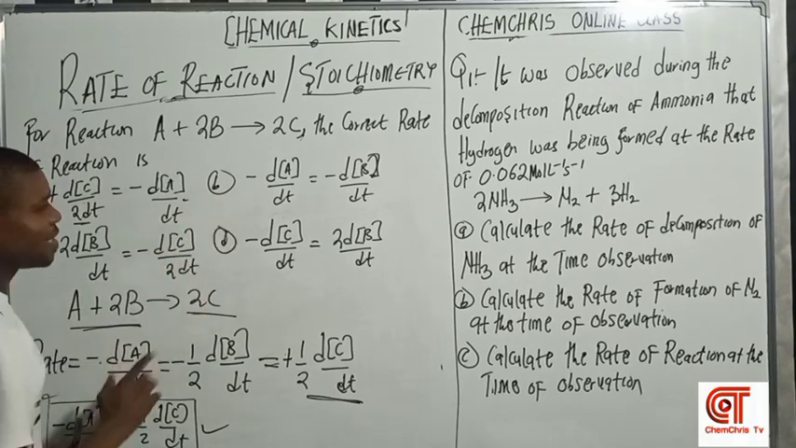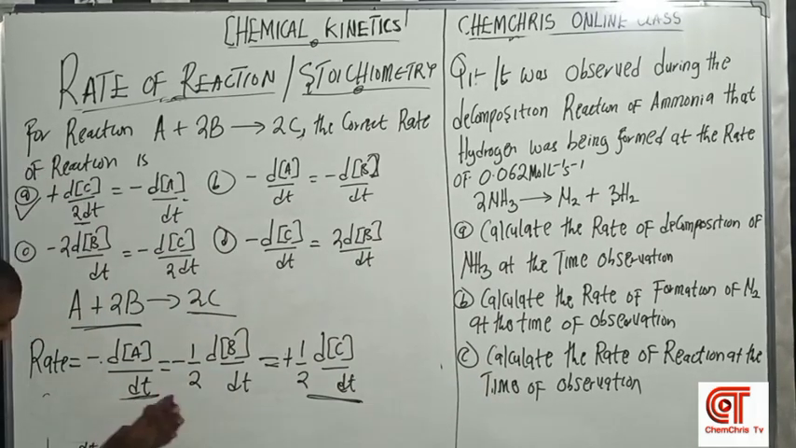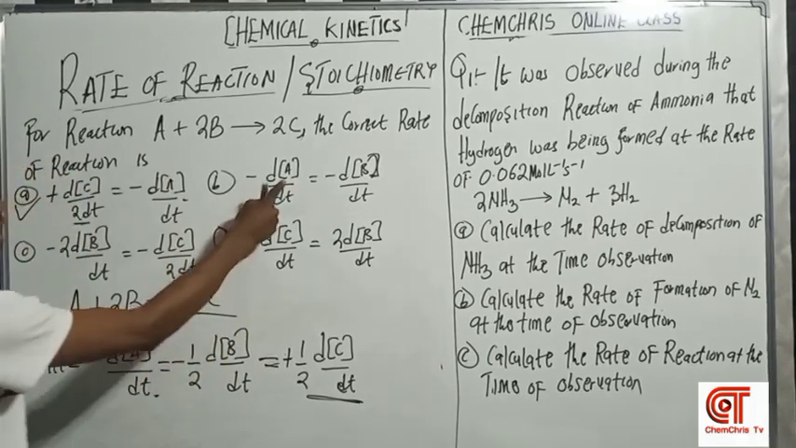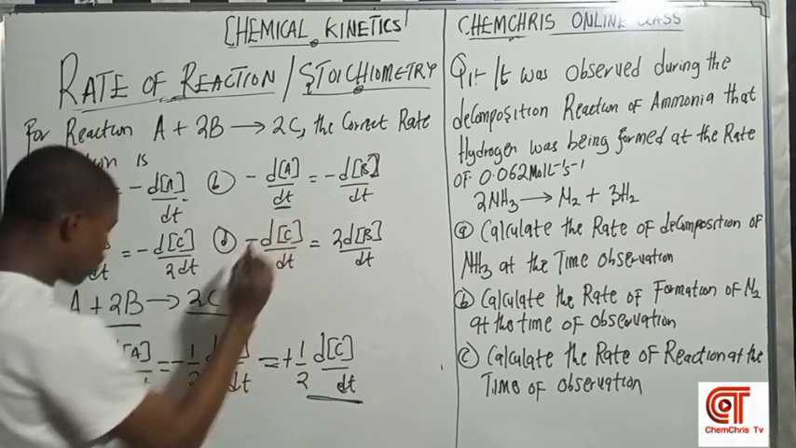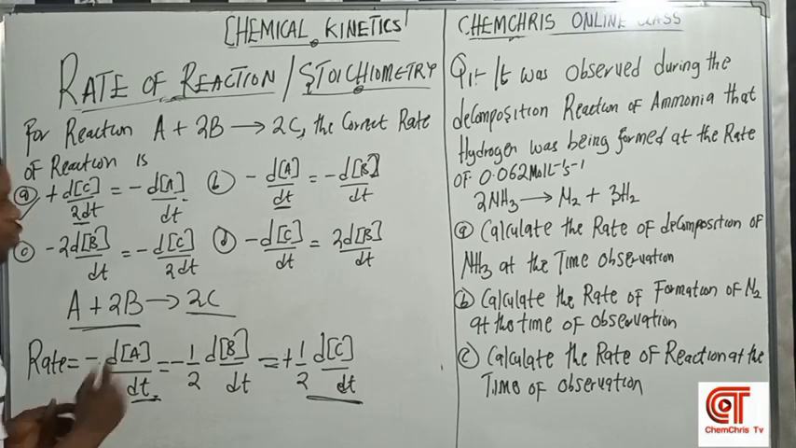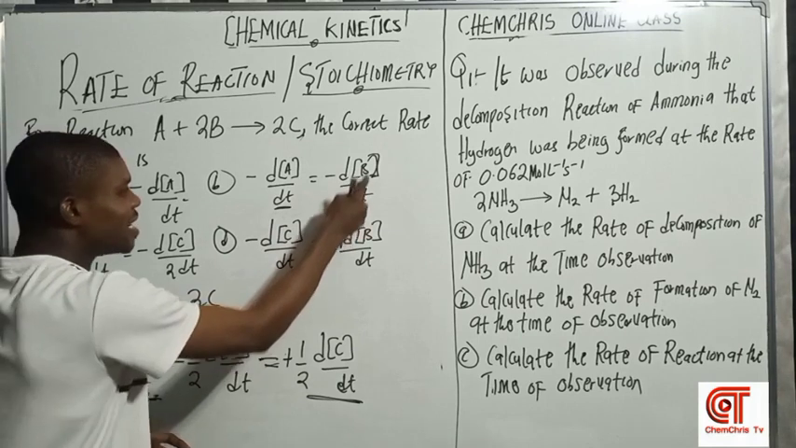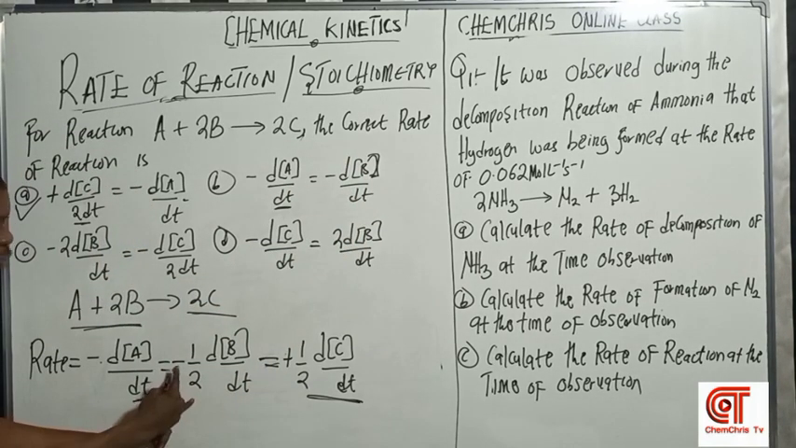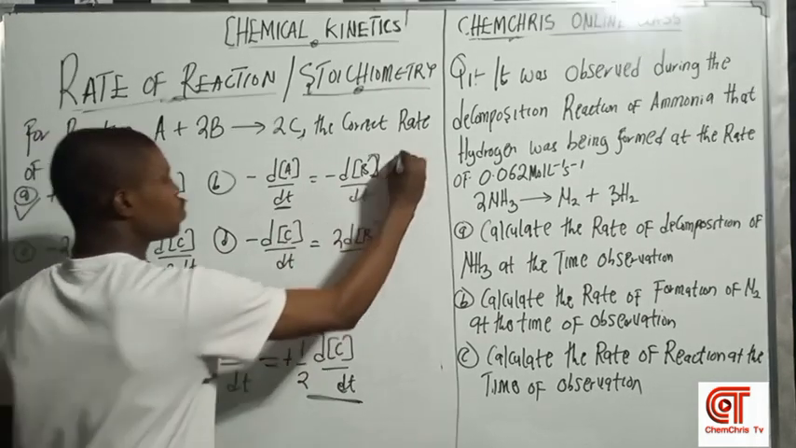Let's look at the B part. Let's check if the B part is actually correct. So here we have minus change in concentration of A over change in time. This one corresponds to this one, right? Nice one. But look at this one here: minus change in concentration of B over change in time. Now this one is supposed to correspond to this one here. But here it's minus 1 over 2, and here it is 1 over 1. So this option is not correct.